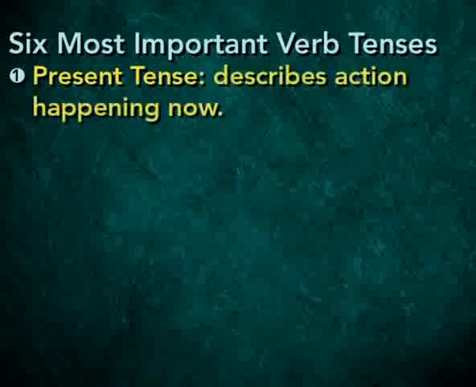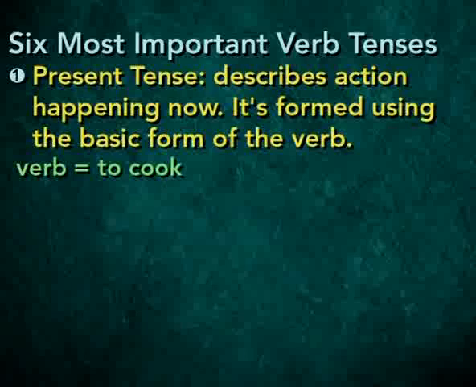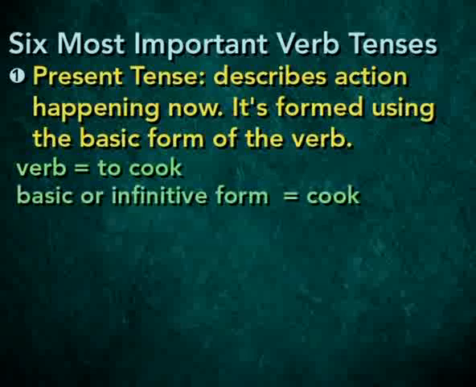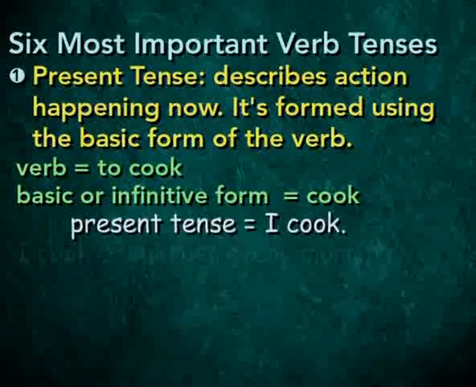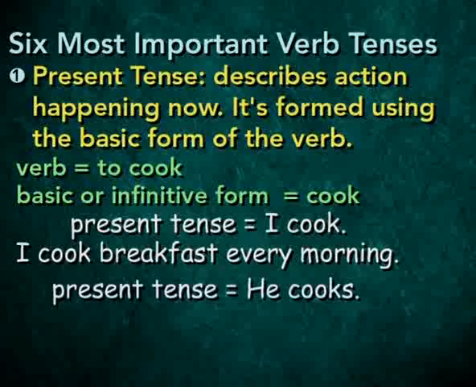The present tense is used to describe action that's happening now. It's formed using the basic form of the verb. Now, take the verb to cook. Remember, we saw that the basic or infinitive form of the verb is cook. You would use this in creating the present tense of the verb. For example, I cook. I cook breakfast every morning. Describe something that's happening now. Notice that with certain subjects, you add an s to the end of the basic form. So you would say, he cooks.